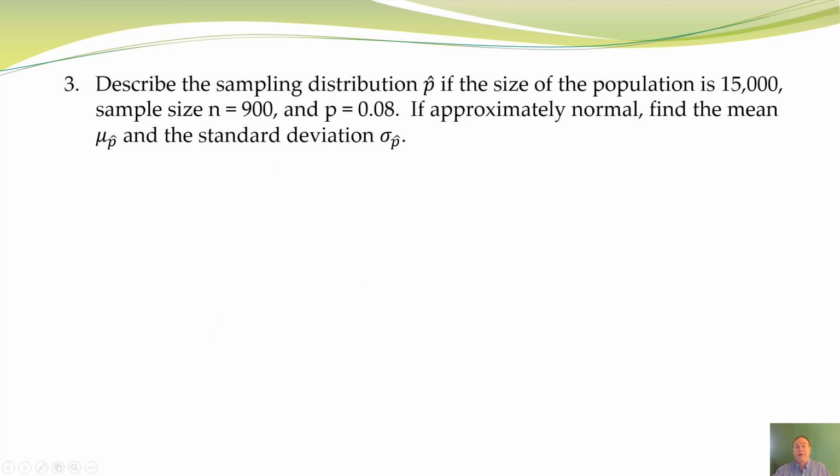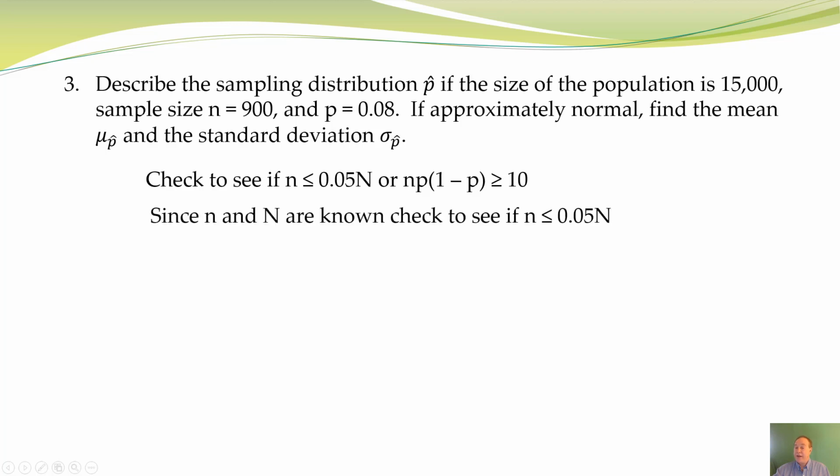Now, a third example here. Describe the sampling distribution p hat if the size of the population is 15,000, sample size is 900, and p is 0.08. Okay? So, we're going to check to see if n is less than or equal to 5% of the population, or n times p times 1 minus p is greater than or equal to 10.